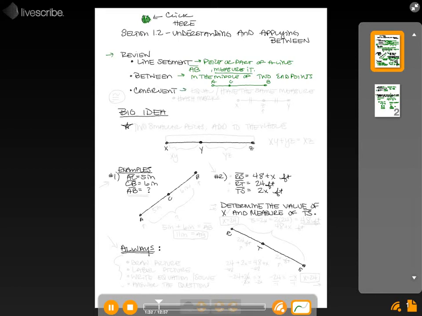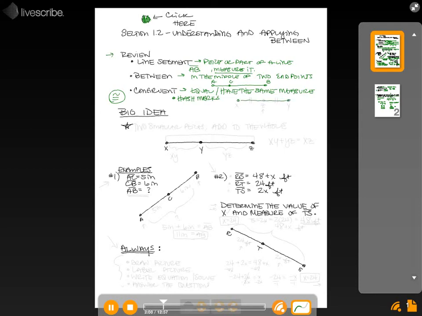Last idea is congruent. It means two line segments are equal or have the same measure. They would be the same length. Okay? To show that, we use hash marks. And I'm going to go ahead and show you the congruent symbol. This is the congruent symbol. If you ever see that, that means two things are congruent, that they're equal. We would use hash marks.